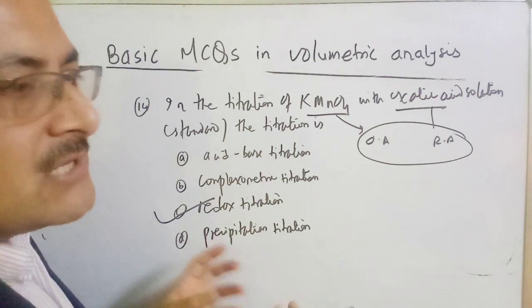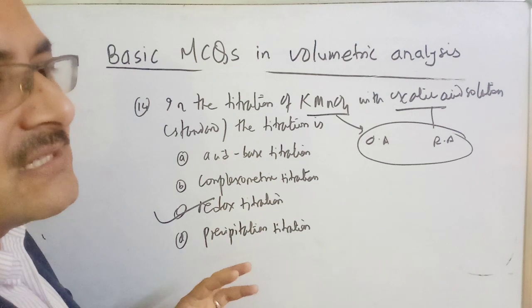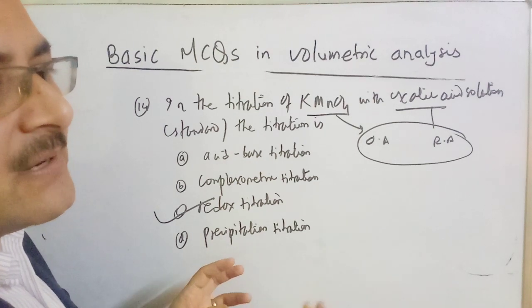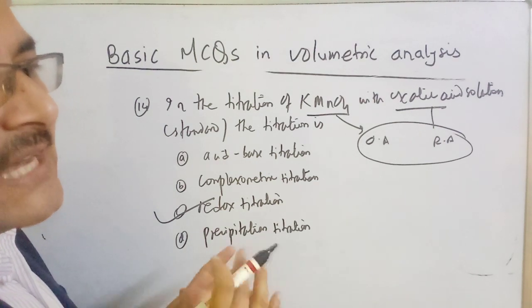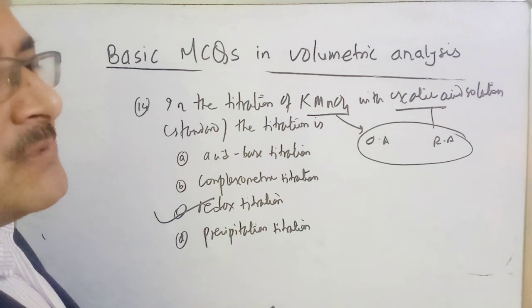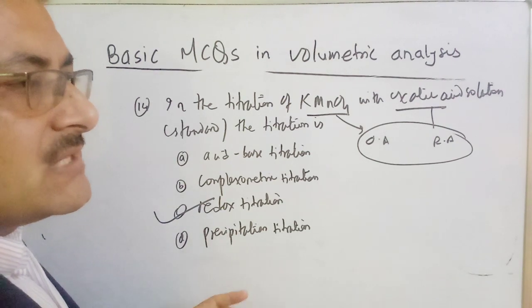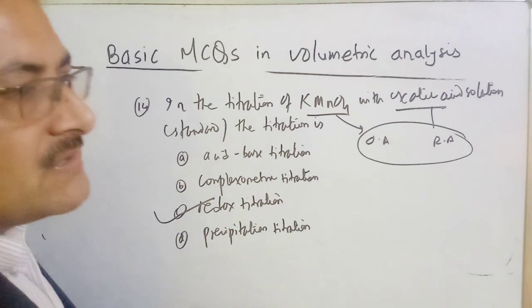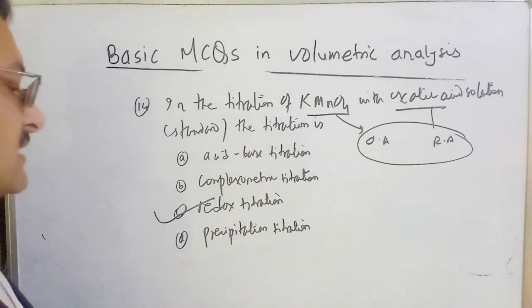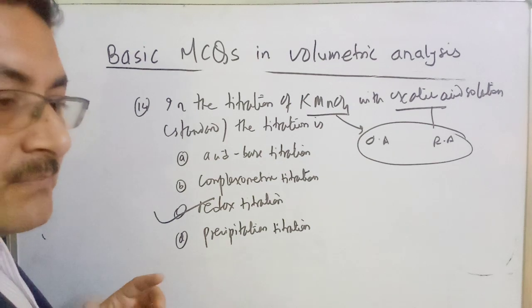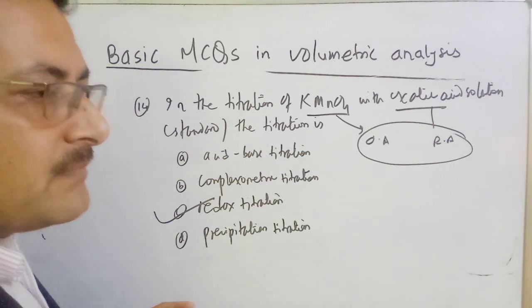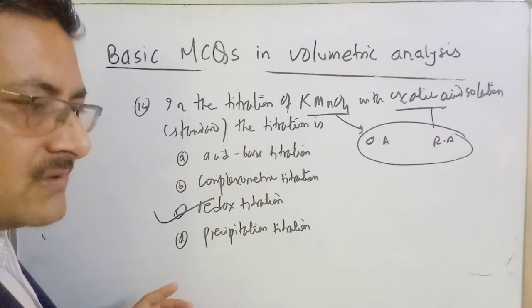For example, if you want to estimate the calcium ion in water, then you use EDTA, and EDTA forms a complex with the calcium, that gives calcium EDTA, and we measure the calcium EDTA by the titration. In this way we can use complexometric titration for the estimation of different kinds of substances. In precipitation titration, we make a precipitate in the titration reaction.